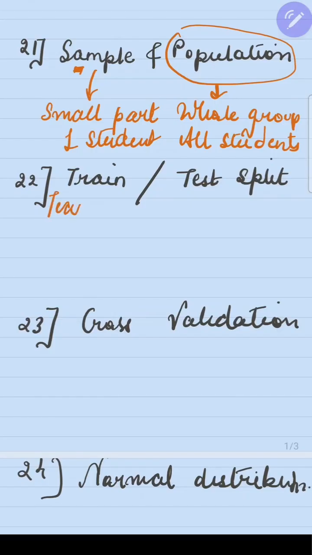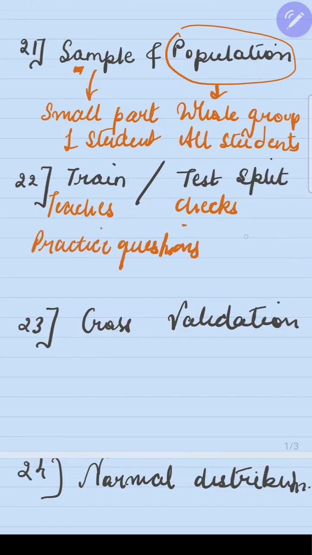Next, train and test split. We divide data into training and testing parts. Training data teaches the model and testing data checks if the model learned correctly. Example, practice questions is training and final exam is testing.